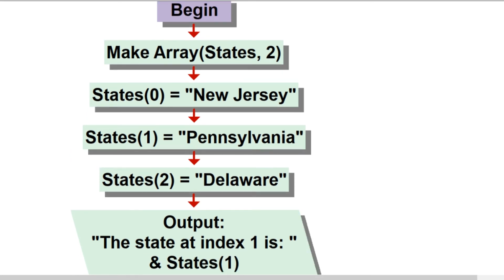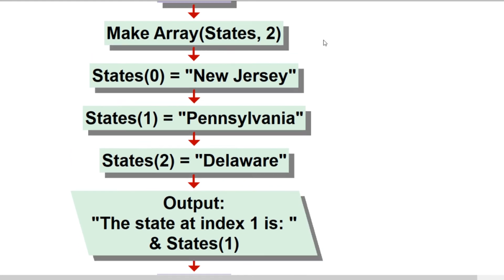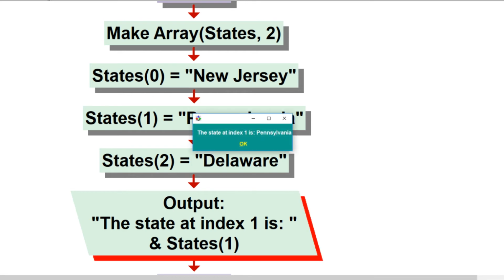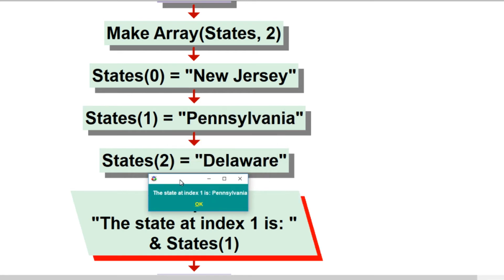And now if we look at this, we won't need to use the debugger anymore. We'll just run this straight up. And you'll note that the output at the bottom is the state at index 1 is Pennsylvania. Why? Because that's what I saved here.